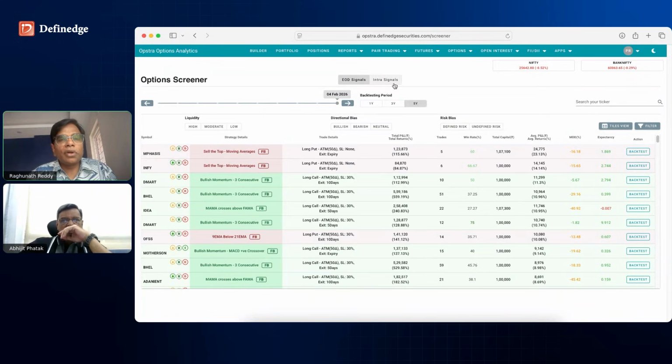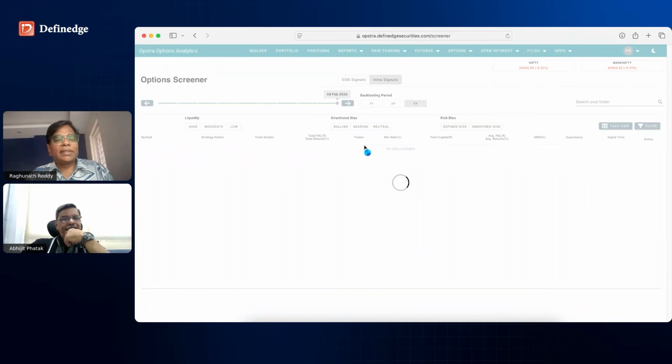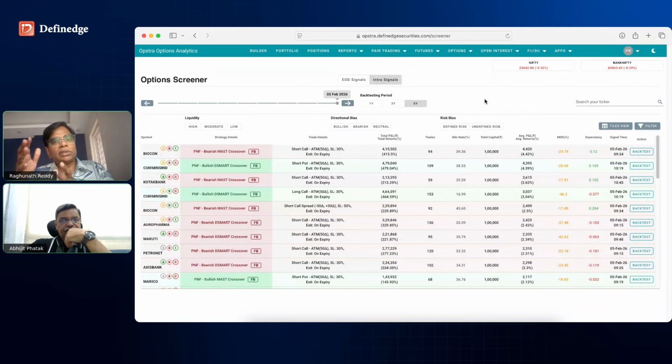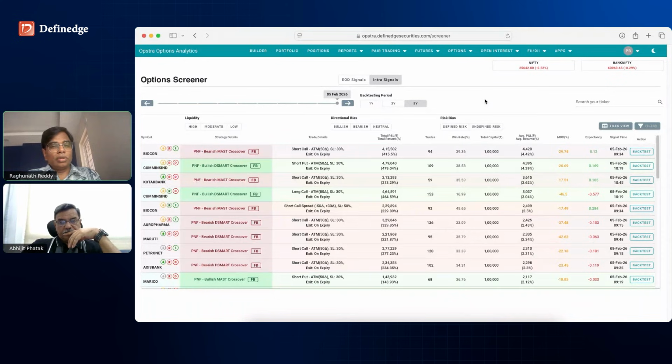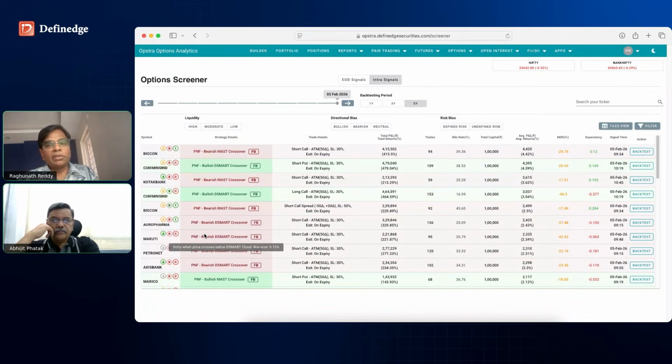Now, similarly, we also get intra signals. So what are intra signals? Intra signals are the ones which are generated during the day. It doesn't mean that these are only for intraday trading. These are signals that are generated during the day. You can do positional, you can do intraday, whatever you want. It doesn't matter. Right now we only have PNF and Renko based strategies.